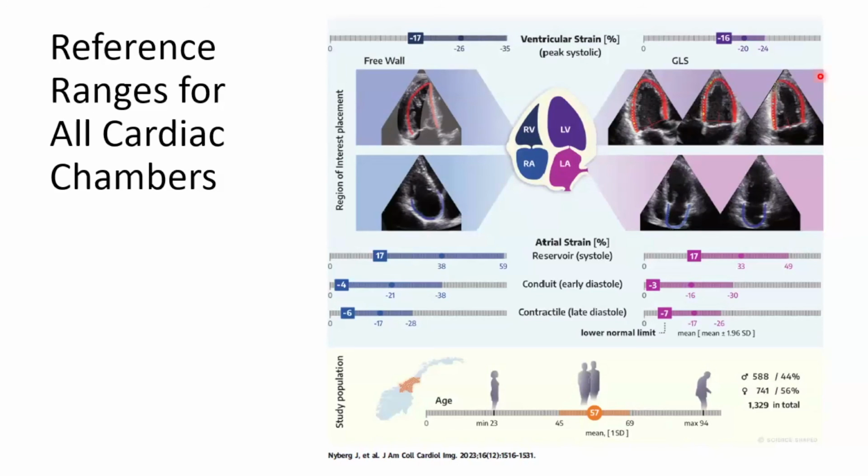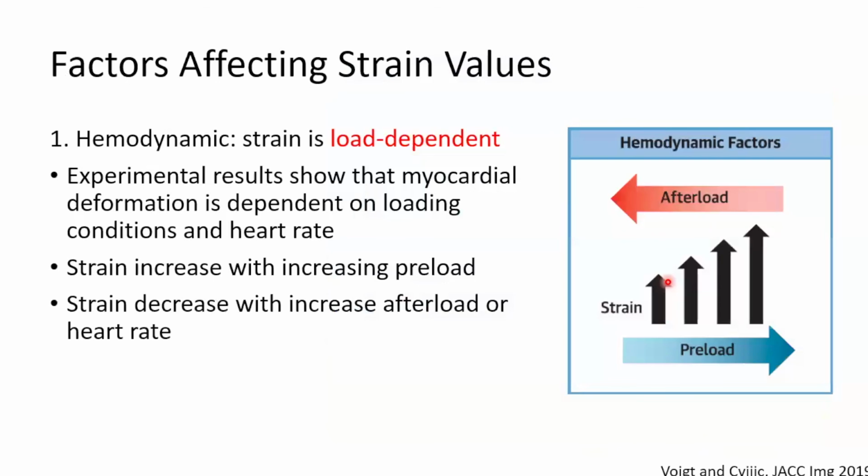So there's certainly a lot of variability and a lot of differences in the literature, but accepting a lower limit of about negative 16% is something that we do see in the literature as well. This was also the first study to actually provide reference ranges for all cardiac chambers, including the RV and the atria.